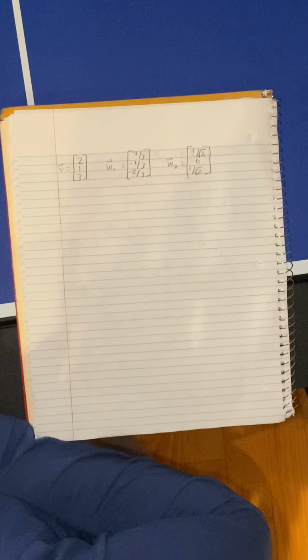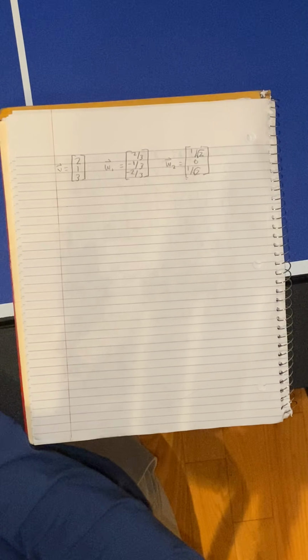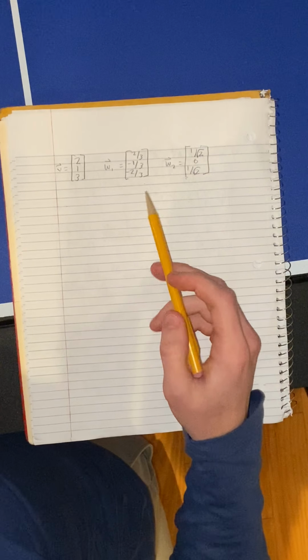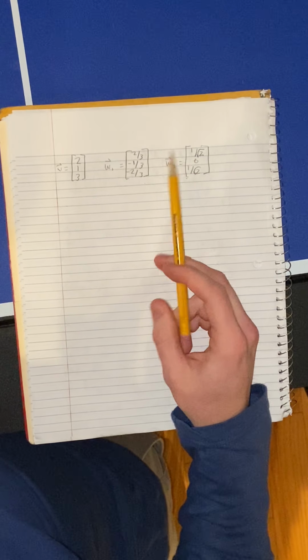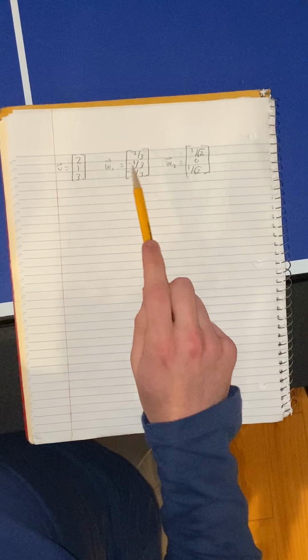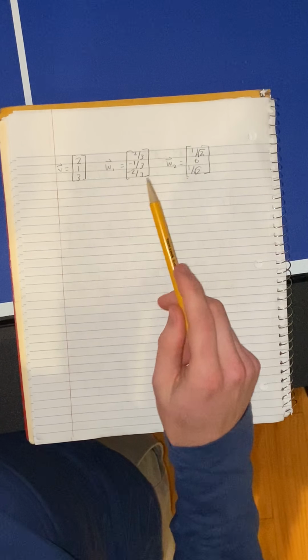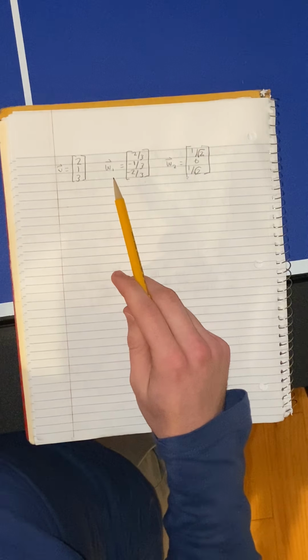Alrighty, I'm going to solve number 2 for the video solution. The question asks to let W be the subspace of R3 with basis vectors W1 and W2, and to find the closest vector in W to V, this vector V here.